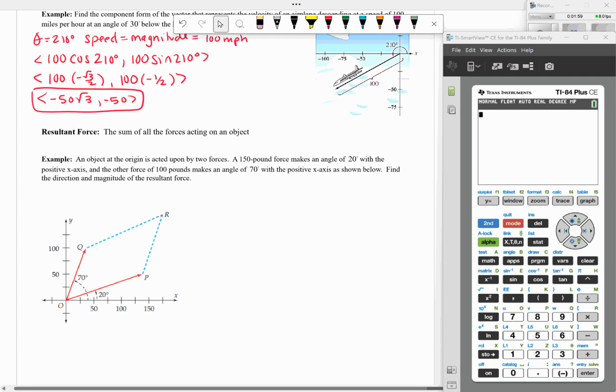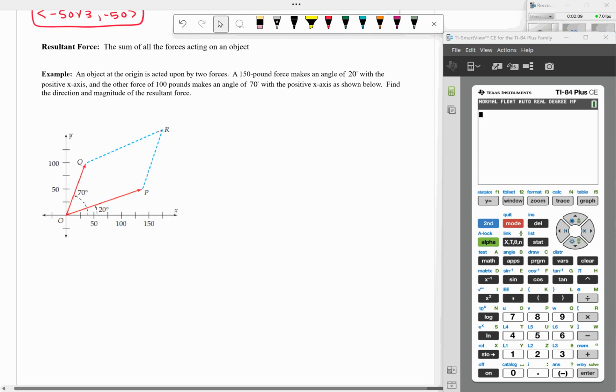So recall that the resultant force is the sum of all the forces acting on an object. For this next problem, it says an object at the origin is acted upon by two forces. A 150-pound force makes a 20-degree angle with the positive x-axis as shown in the picture. So this one is the 150. And then the other force of 100 pounds makes a 70-degree angle with the positive x-axis as shown below. So this one was the 100.